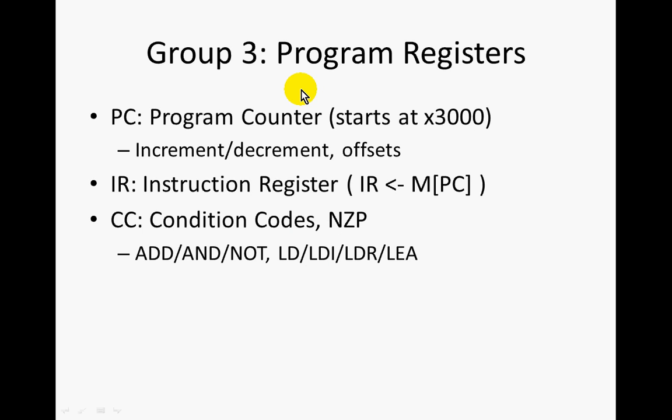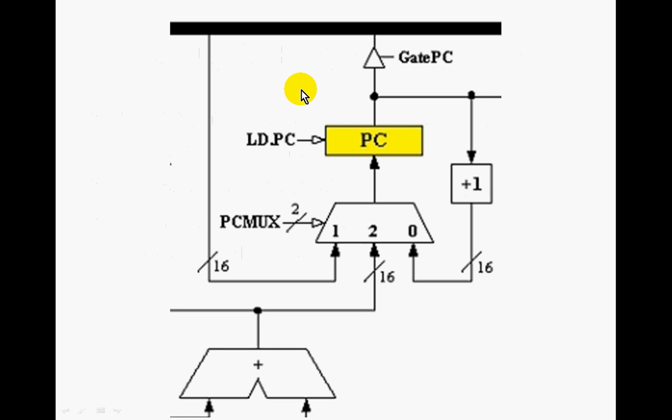When load.pc is a 1, the value of PC will update according to the PC MUX selection. The PC will either be updated with 1, a value passed onto the system bus, 2, an updated PC added to an immediate specified by the instruction, or 0, an incremented PC. The value of the PC will be passed onto the system bus if the gate PC value is 1.